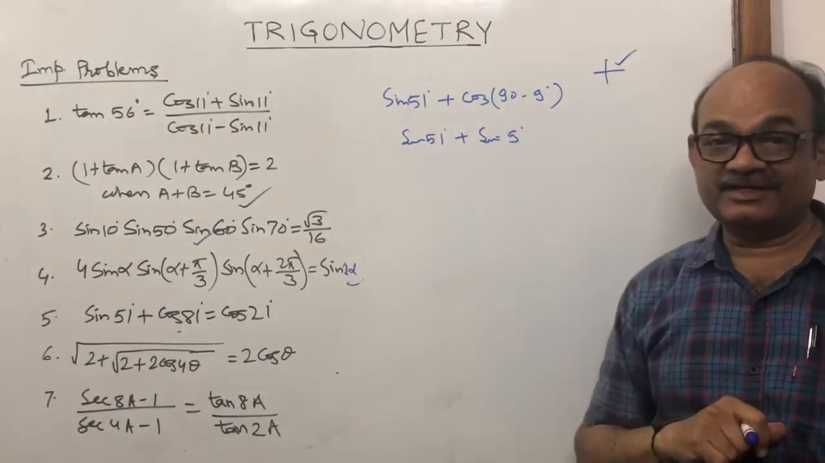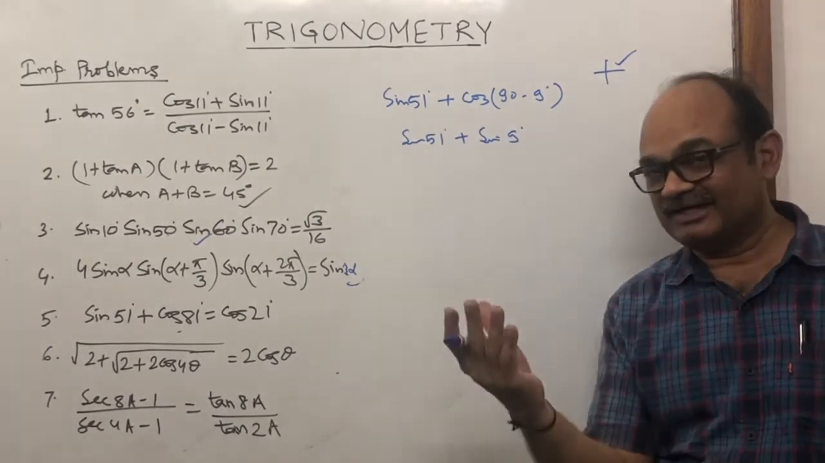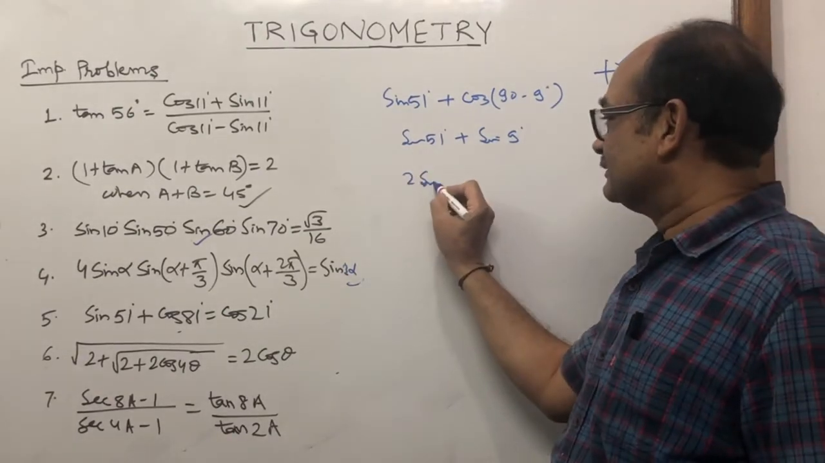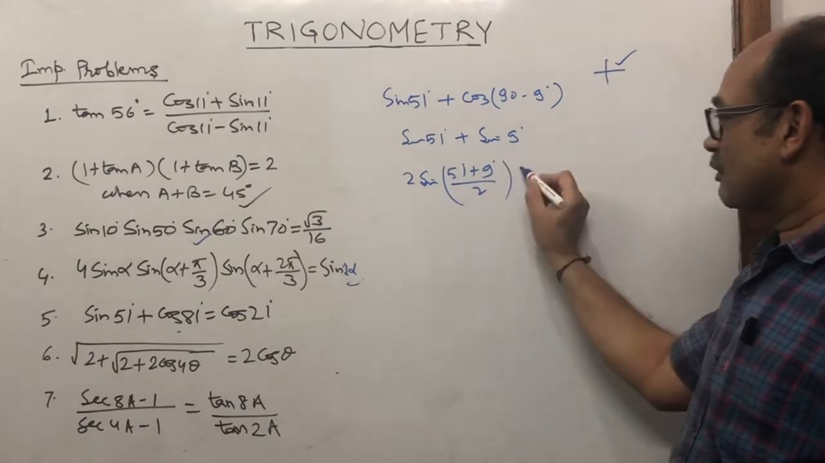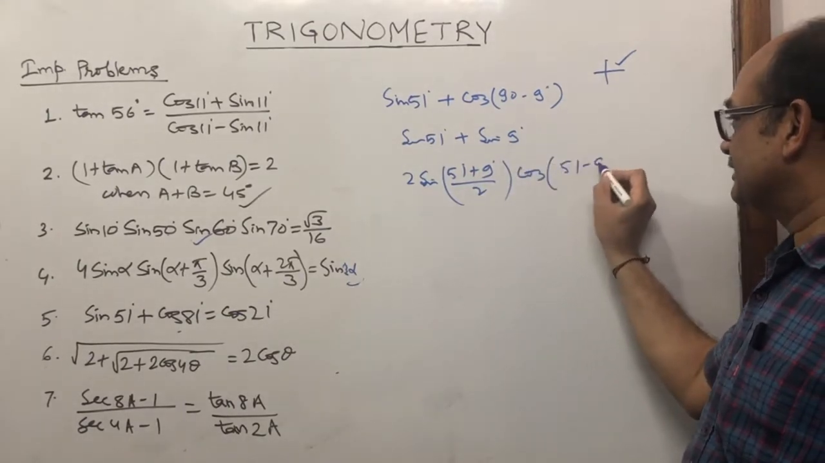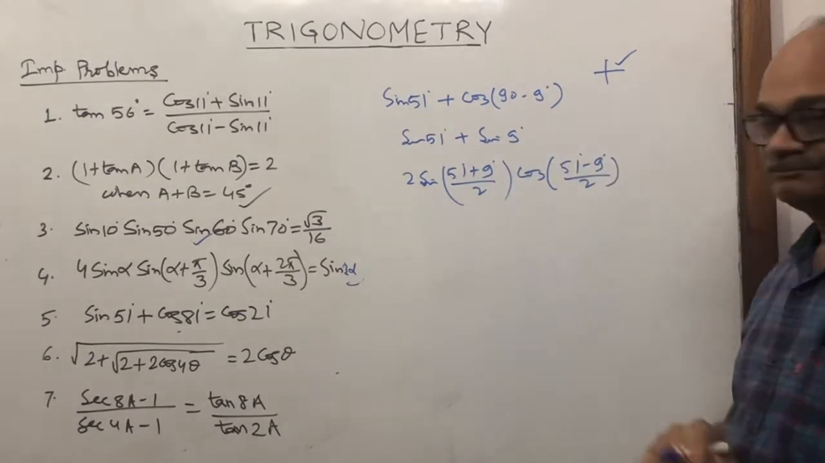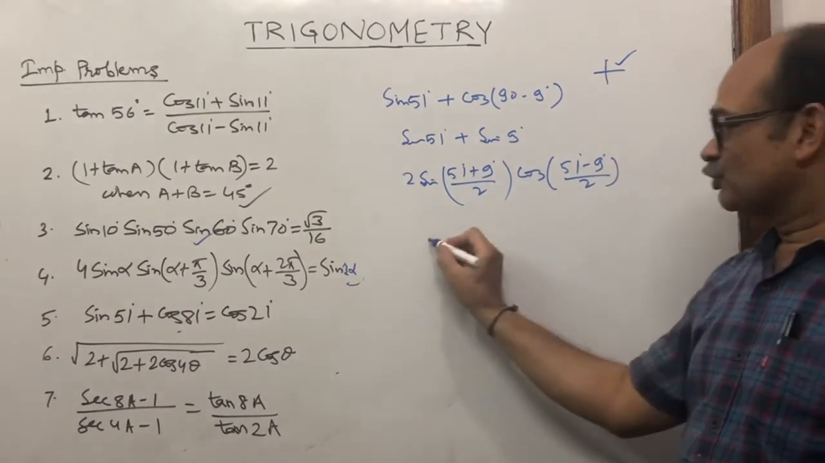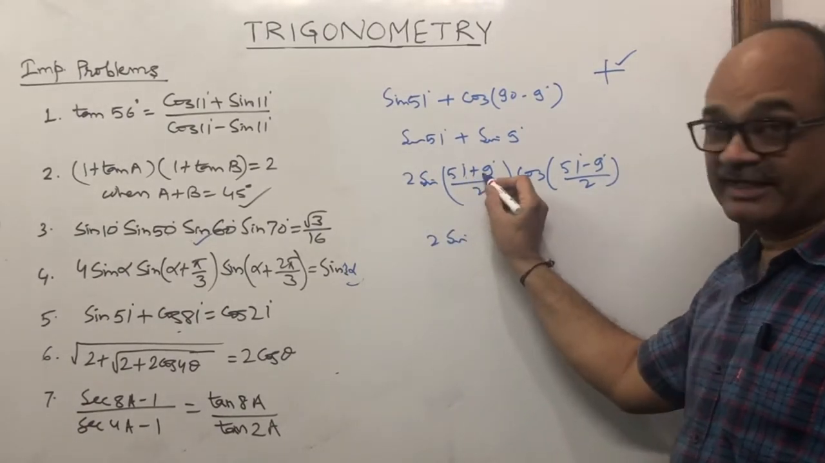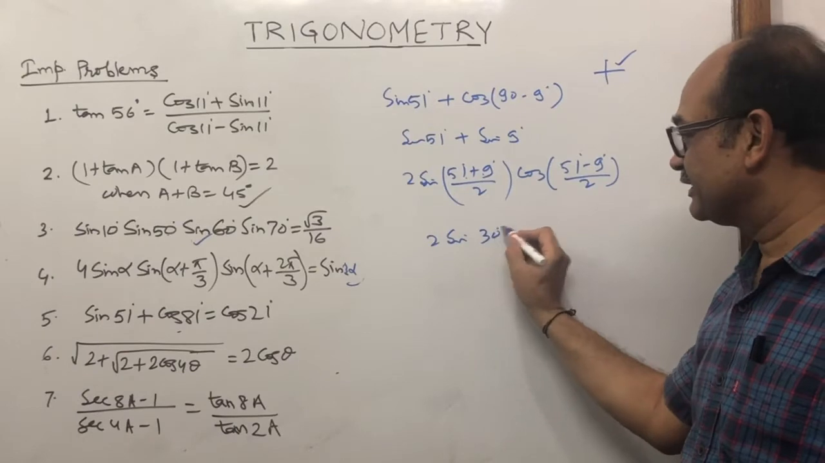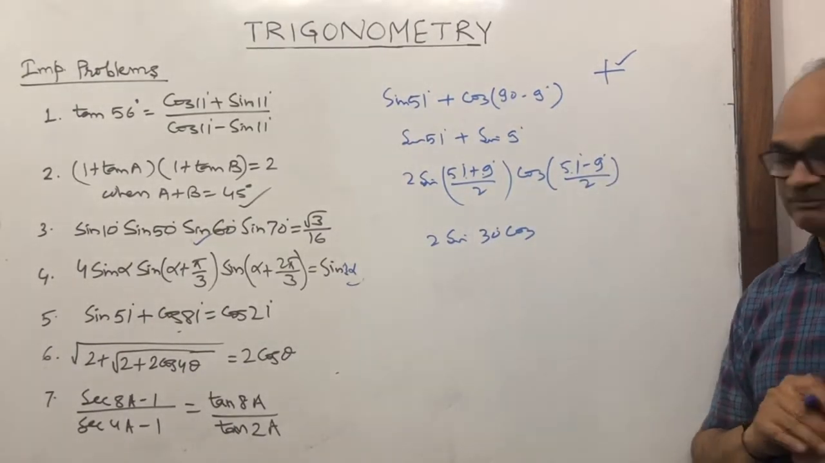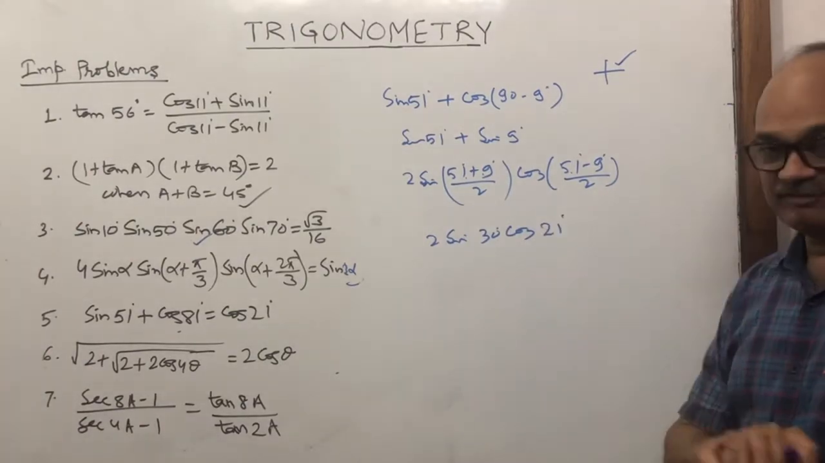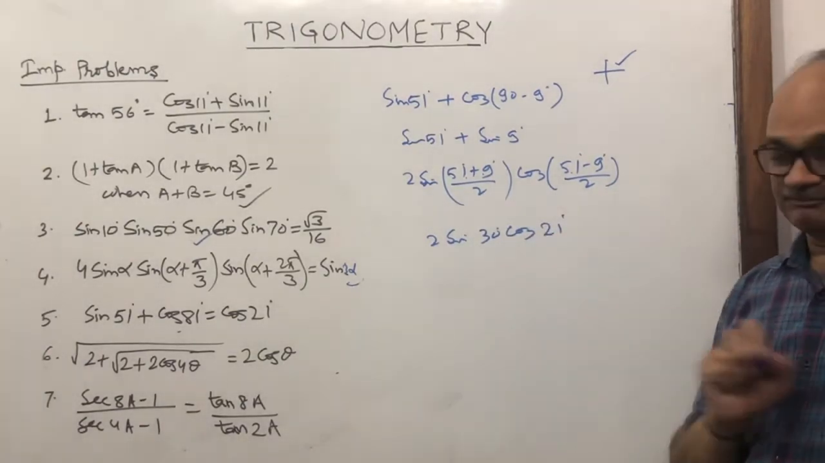Now what is sine C plus sine D? It is 2 sine (C plus D) by 2 cos (C minus D) by 2. Simple direct formula. 2 sine of 51 plus 9 is 60, 60 by 2 is 30 degrees, and cos of 51 minus 9 is 42, 42 by 2 is 21. What is sine 30? Half.